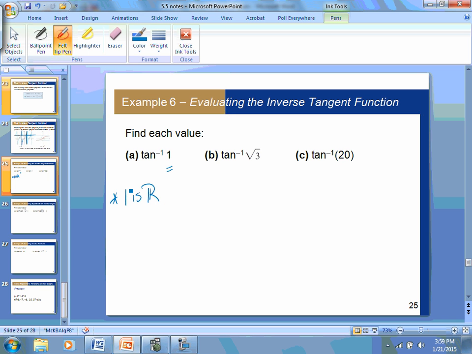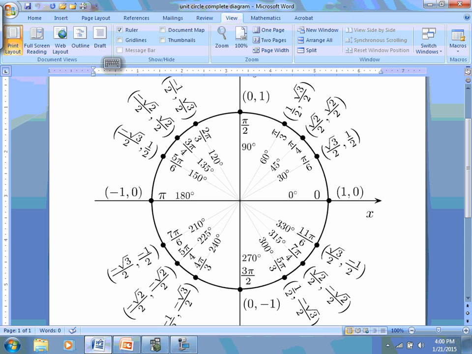Okay? So now I'm going to rewrite it just like we did previously. I'll have the tangent of something is 1. So now I want to look on my unit circle, and again I have to stay between negative pi over 2 and pi over 2. And I have to think, okay, where is the tangent? The tangent of something has to equal 1.